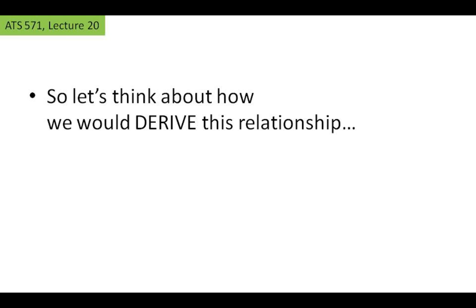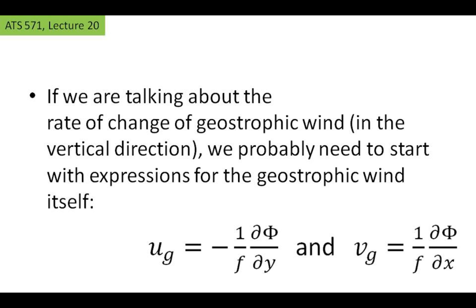So let's think about what it would take to actually derive this relationship between temperature gradient and thickness and geostrophic wind. Well, if we're going to be talking about the rate of change of the geostrophic wind in the vertical direction, we're probably going to need to start with expressions for the geostrophic wind itself, which I just took from an earlier chapter. You've memorized these definitions already for the zonal and meridional components of the geostrophic wind.